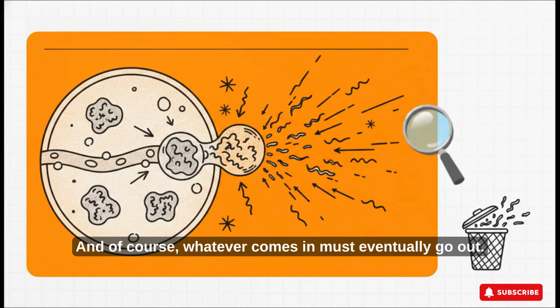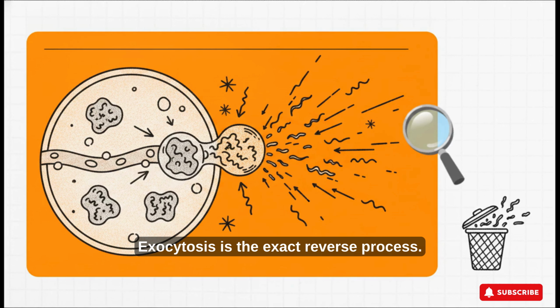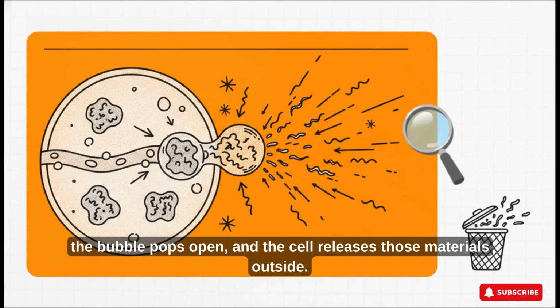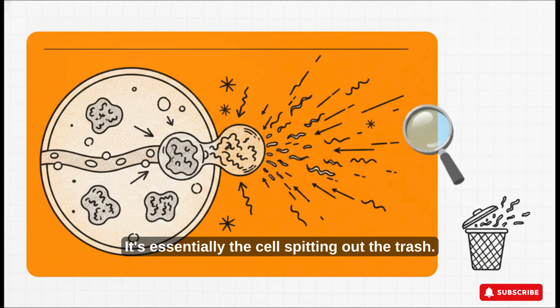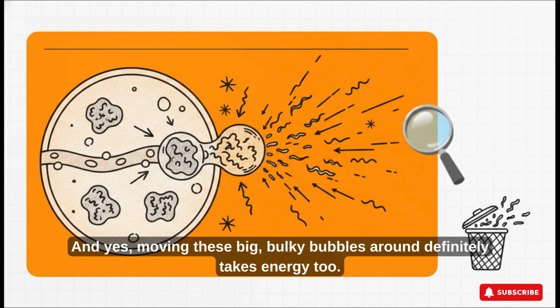And of course, whatever comes in must eventually go out. Exocytosis is the exact reverse process. The cell takes a bubble filled with waste, moves it up to the edge of the membrane, the bubble pops open, and the cell releases those materials outside. It's essentially the cell spitting out the trash. And yes, moving these big, bulky bubbles around definitely takes energy too.